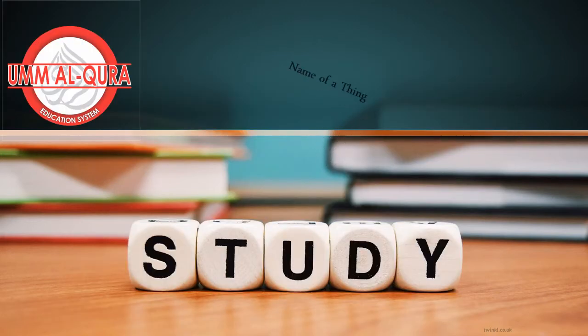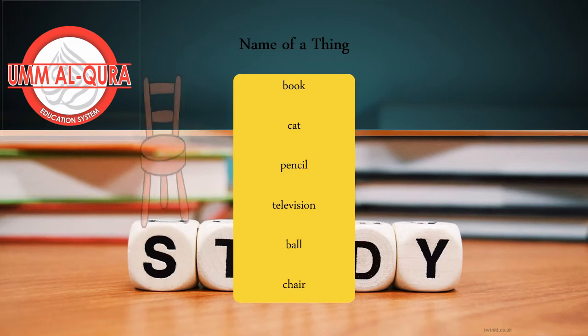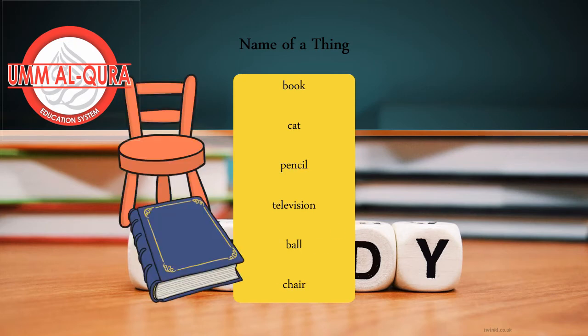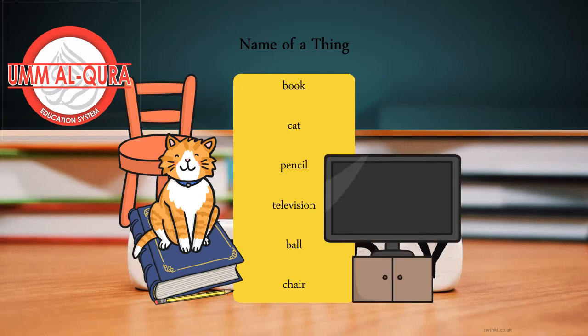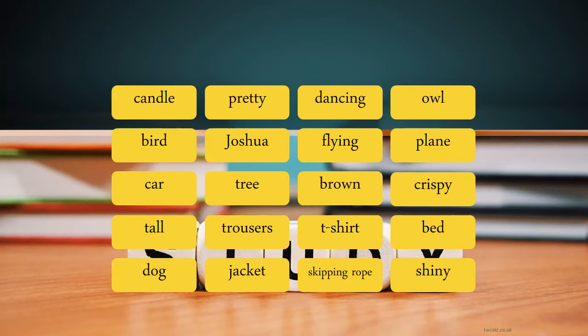The next one is the name of a thing. Name of a thing can be a book, a cat, a pencil, a television, a ball, a chair.